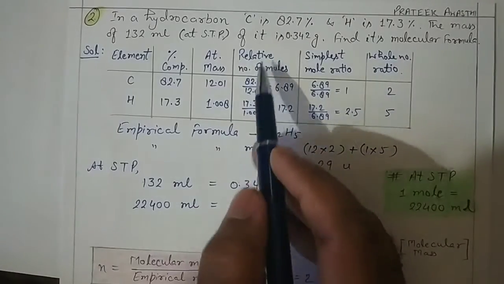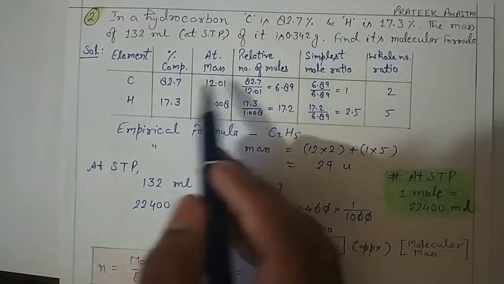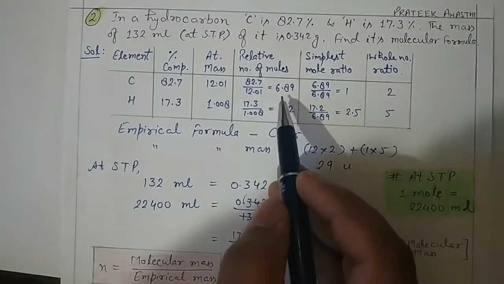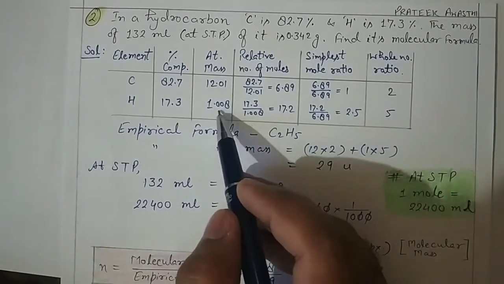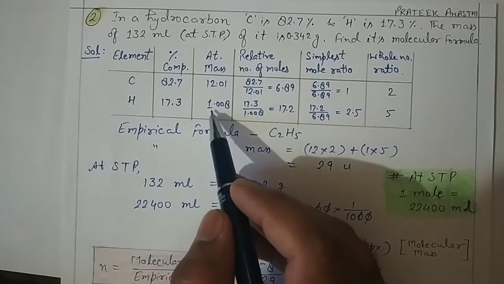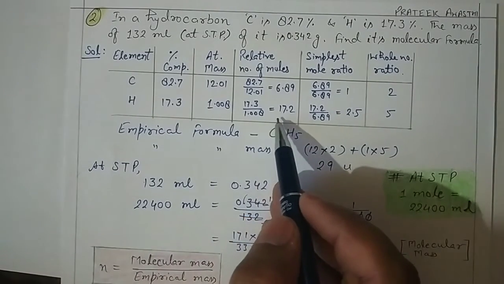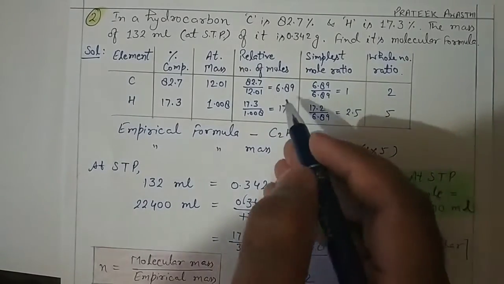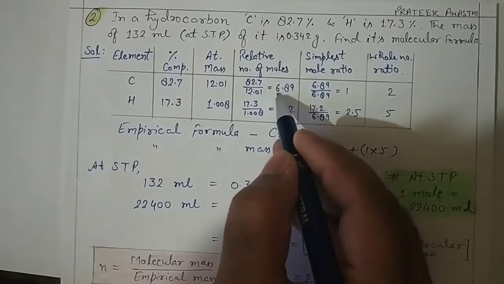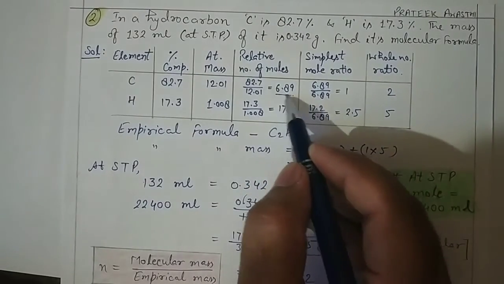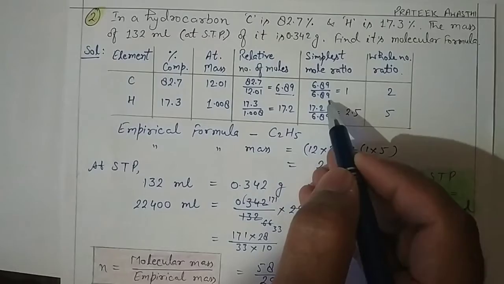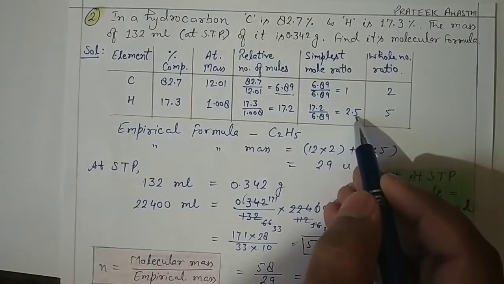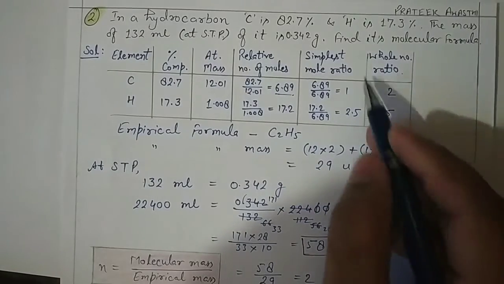So when we calculate the relative number of moles, that would become percentage composition upon atomic mass. 82.7 by 12.01, the value will come 6.89. For hydrogen, 17.3 upon 1.008, that would become 17.2. Now the simplest mole ratio, we divide all the ratios by the smaller ratio only. So 6.89 by 6.89 is 1, and 17.2 upon 6.89 would give 2.5.